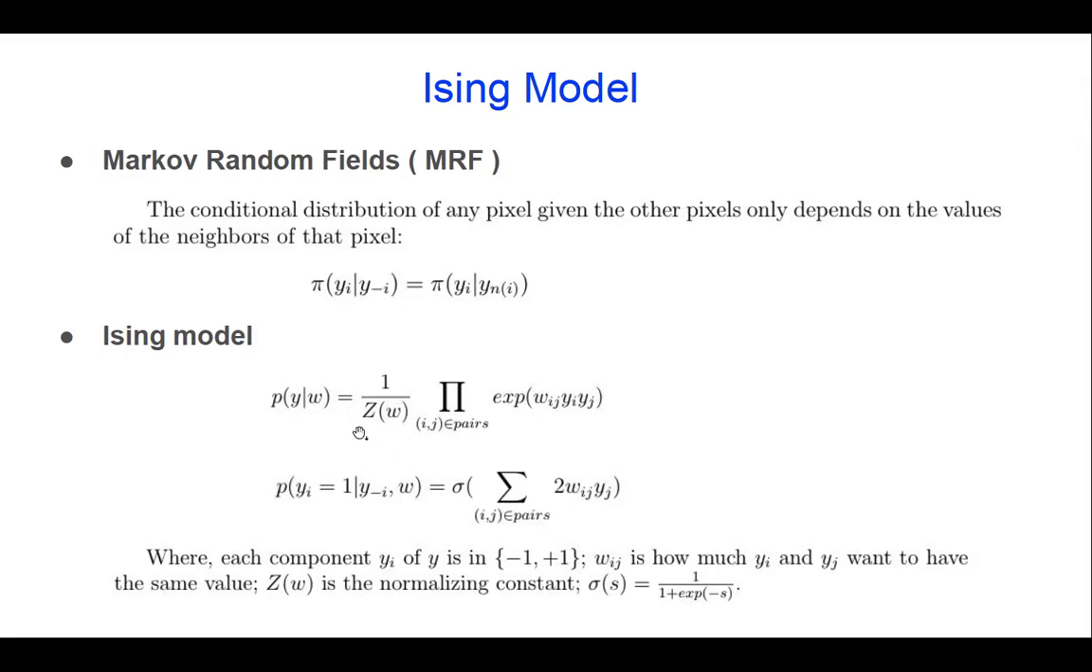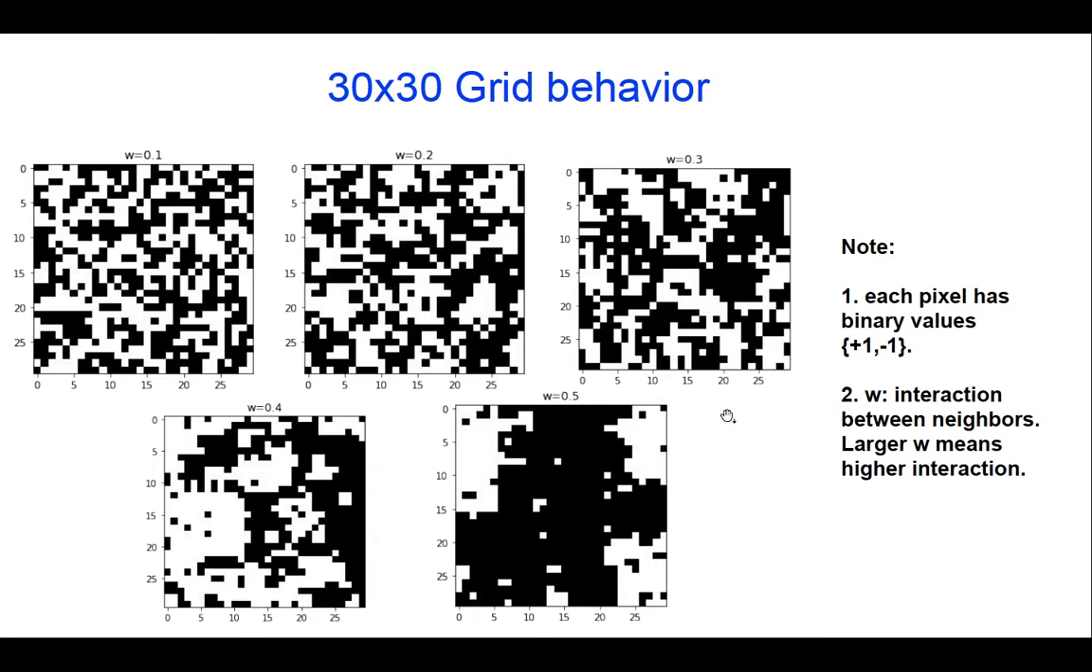The Z(W) here is called a partition function, which considers all the possible configurations of the pixel values. It's a normalization constant, but it's also a function dependent on the W we choose. This is the conditional distribution of a pixel value given the other pixels and the parameters. The sigma here is called the sigmoid function. Okay, so here is the question: why do we choose the Ising model to model the true image?